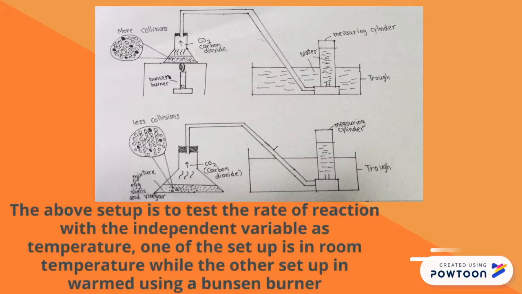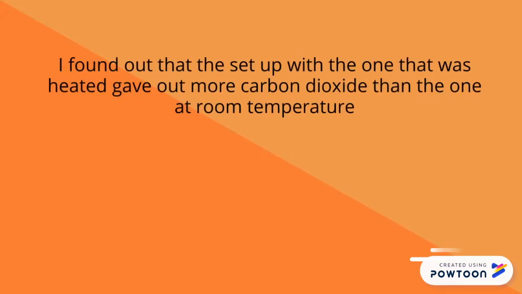The above setup is to test the rate of reaction with the independent variable as temperature. One of the setups is at room temperature, while the other one is warmed using a Bunsen burner. Through this experiment, I found out that the setup that was heated gave out more carbon dioxide than the one at room temperature.